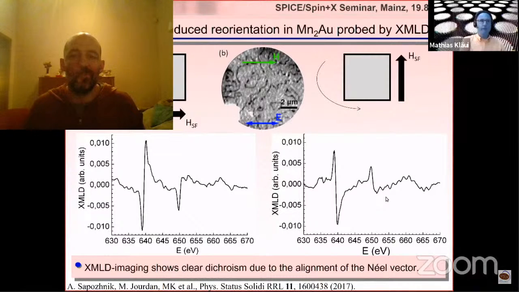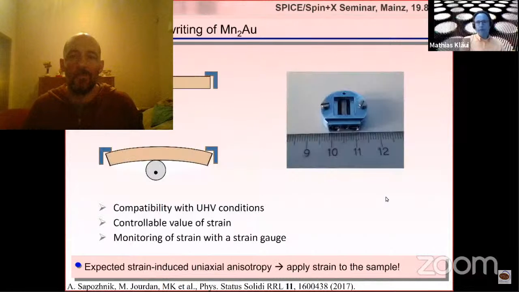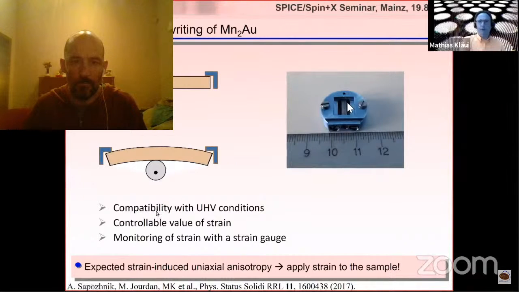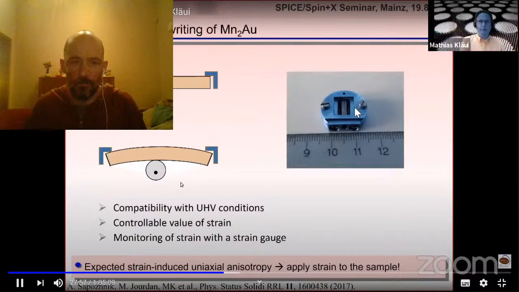Now, an alternative approach is to actually use strain. Strain can also induce anisotropies, and therefore by applying a strain, we can orient the Néel vector in a direction set by the anisotropy due to magnetoelastic coupling, which many of these antiferromagnets have. So this is the strain gauge, which looks a little bit like a medieval torture instrument. We can put the sample on it, torture it a bit, and then do it until it breaks.